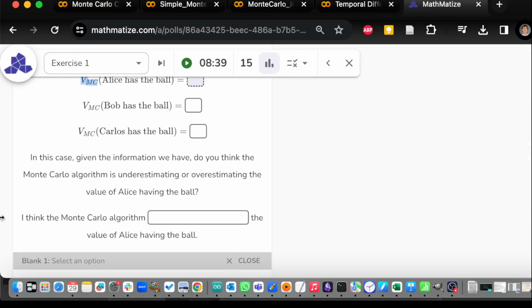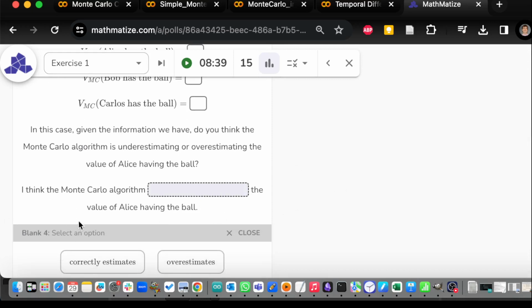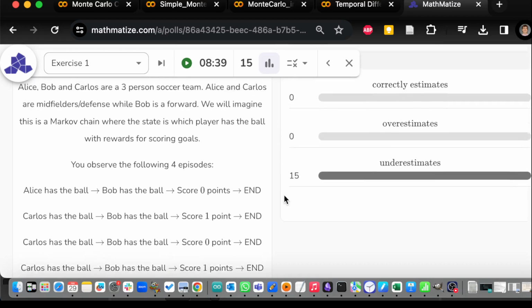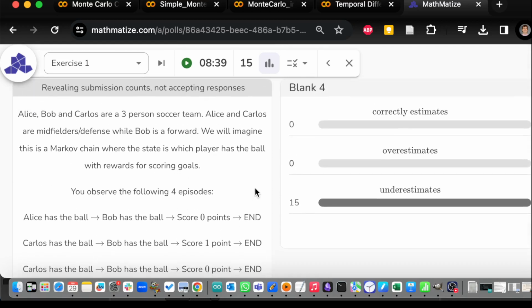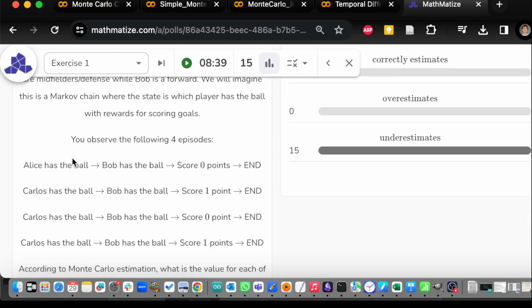And you guys said, I think the Monte Carlo algorithm blank the value of having Alice: correctly estimates, overestimates, or underestimates. Wow, unanimous. Amazing. 15 out of 15 people said they are underestimating Alice. Does someone want to tell me why they think it's underestimating Alice? Yeah. Alice did get the ball to Bob. Yes. And he has a value of 0.5. Uh-huh. So probably multiply the probability that it gets to Bob by his probability.